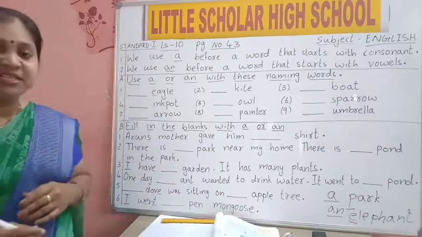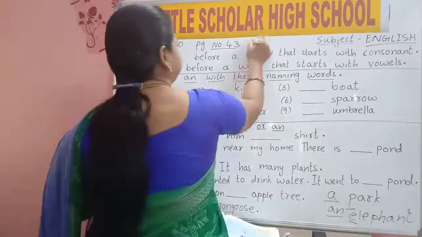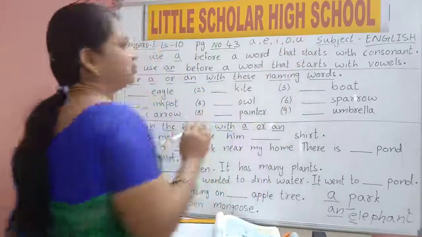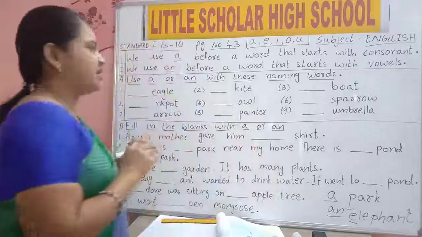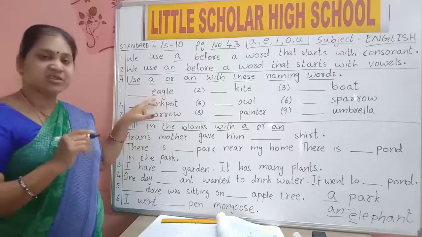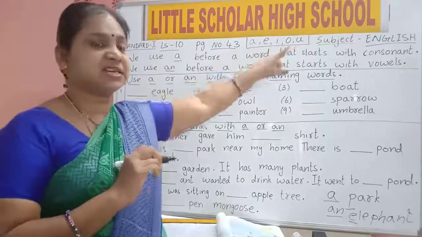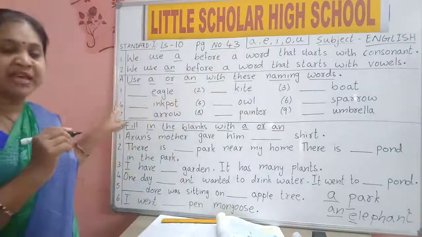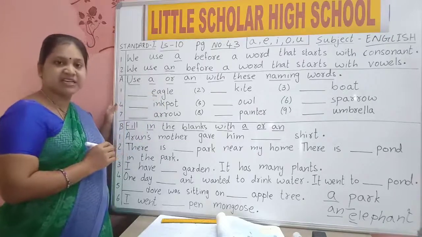Now, how many vowels we have? Five. What are those? A, E, I, O, U are five vowels. Now, E, A, G, L, E, eagle. What is the first letter here? E. So, now see, E is there in vowels. A, E. Yes, E is there in vowels. So, what will come here? A or AN. It is a vowel word. E is a vowel letter.